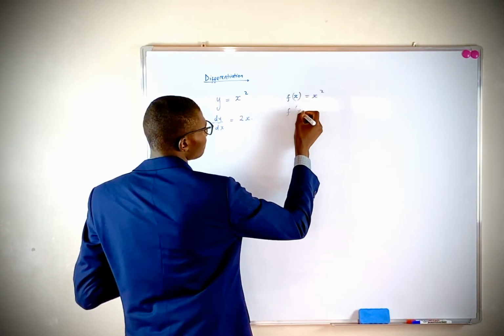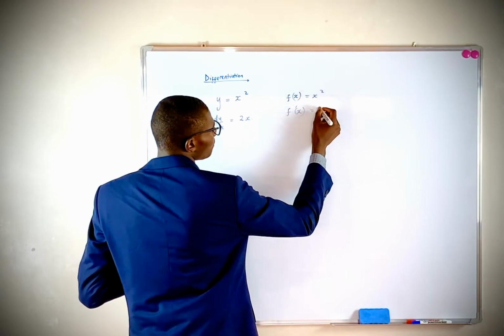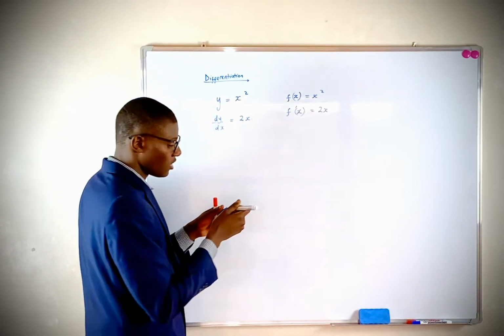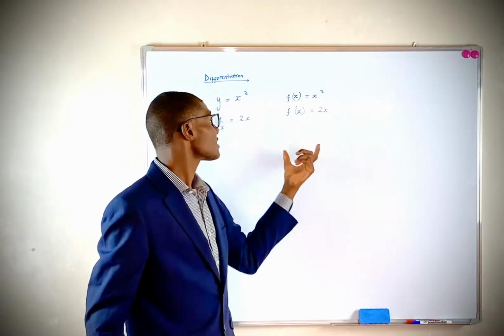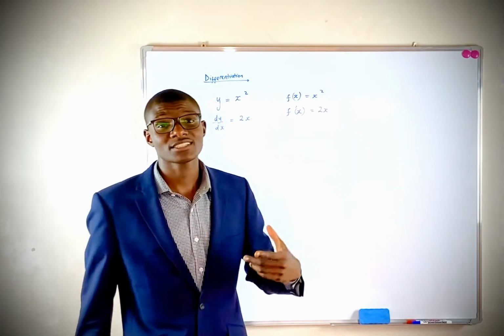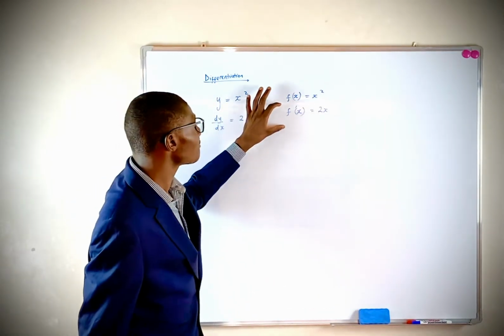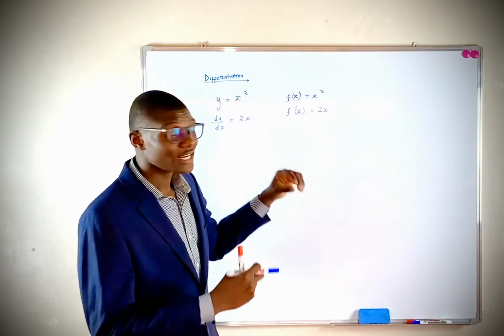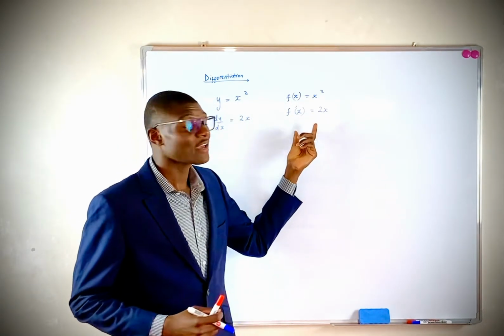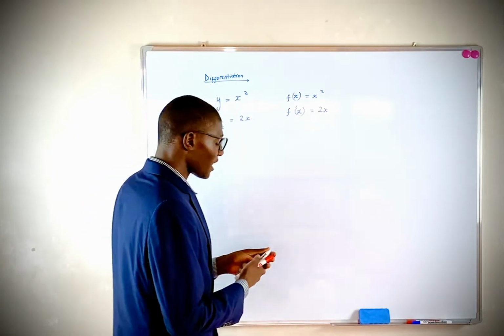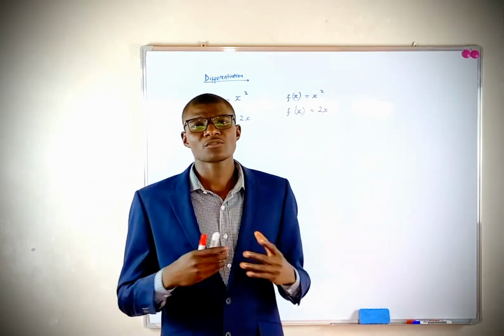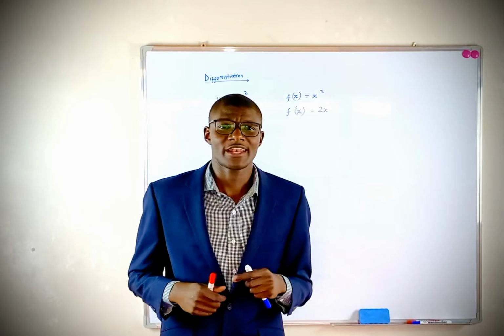And we can also say for a function f of x is equal to x squared, f prime x is equal to 2x. So with this example, f prime x is the notation that is also used to show the gradient function. In other words, we're simply saying the first derivative or the gradient function of the function of x is equal to 2x. So now we can come up with a general form of differentiating x to the power of n.